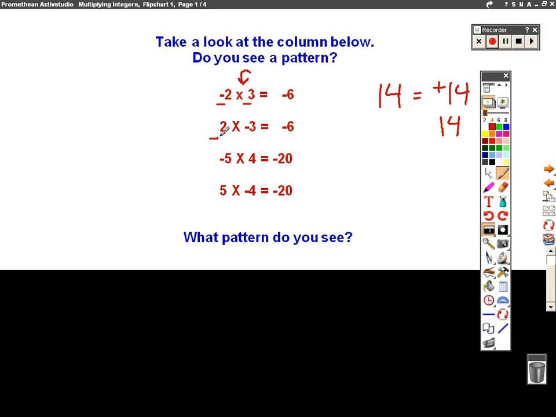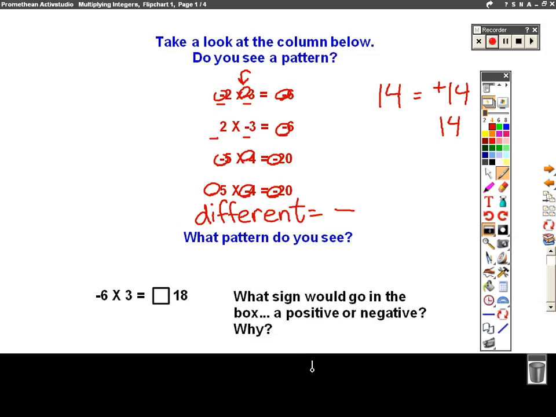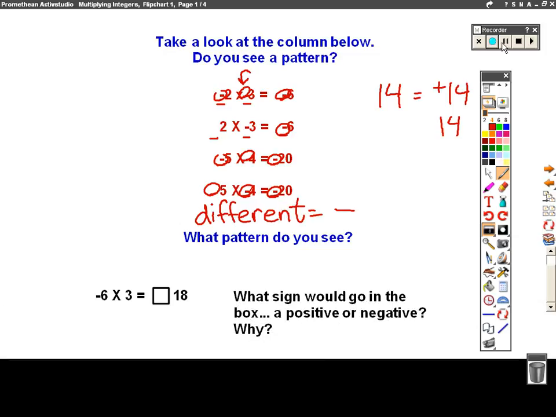So let's move on to the next one. We notice that a positive number times a negative number is equaling another negative number. This is the second time we've seen it. Negative times a positive equals a negative. Positive times a negative equals a negative. So the signs are different, and they equal a negative. So what sign would go in the box? Would a positive or a negative sign go in that box? If you said negative, you're correct, because a negative times a positive equals a negative.